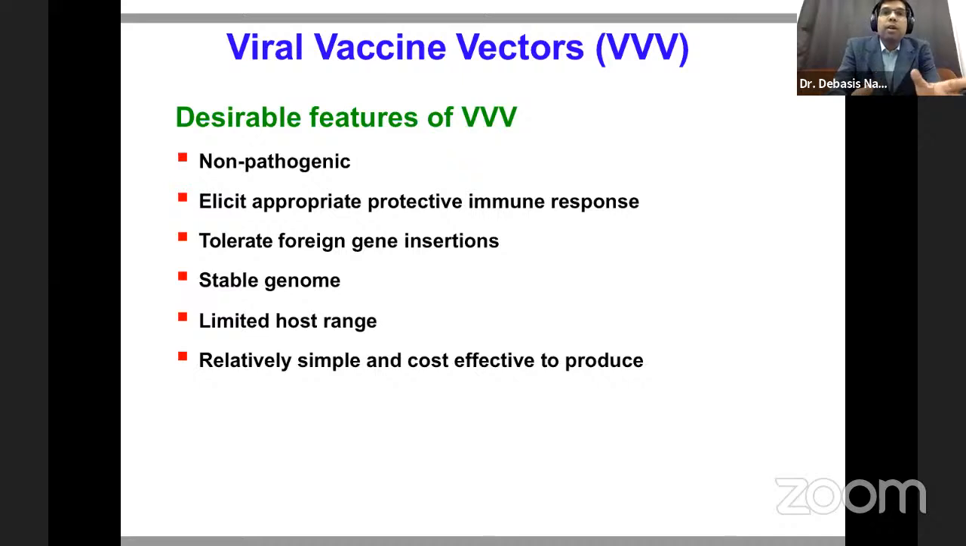doing in Pune. So what we need to look at in the virus or vector is that it should not cause disease, non-pathogenic. It should replicate and produce a protective immune response. It should tolerate the gene of interest. Tolerate means that you are cloning the spike protein of coronavirus into another virus, and what if it throws it out? So it should be stable. It should be limited in host range, and there are other things related to cost. These are the desirable properties of a particular viral vector.